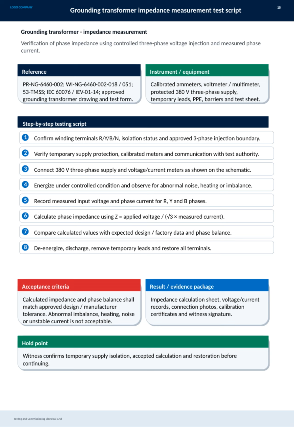Finally, all results are documented thoroughly in an evidence package including calculation sheets, measurement records, connection photos, calibration certificates, and a witness signature. The entire process is paused at a hold point where a witness confirms supply isolation, accepted calculations, and proper restoration before moving forward. This thorough testing ensures the grounding transformer performs safely and reliably within the electrical grid.